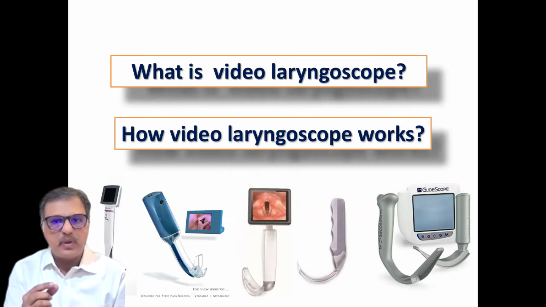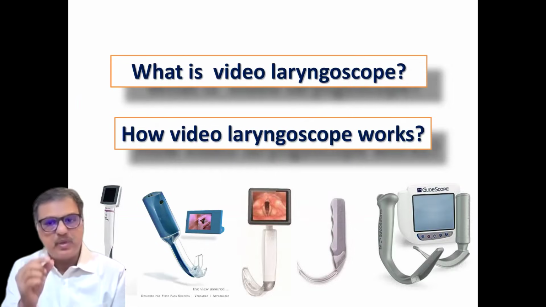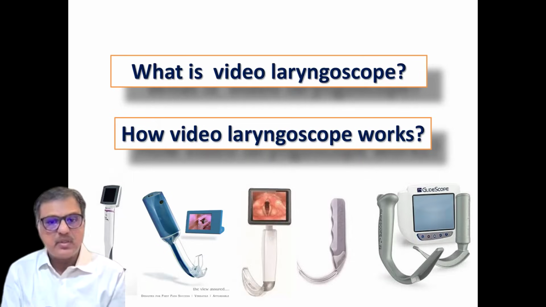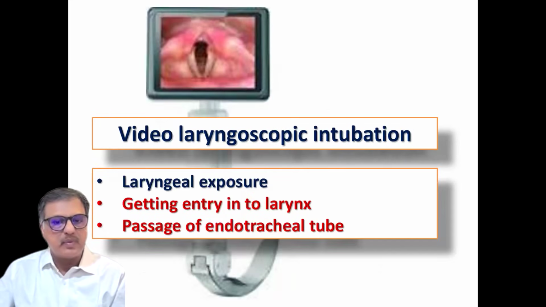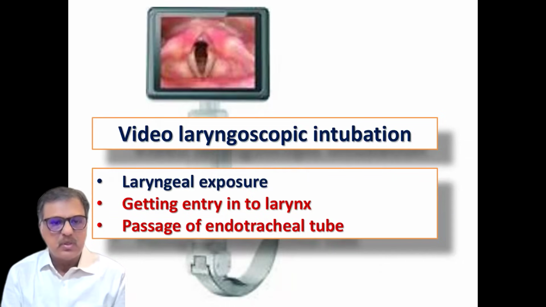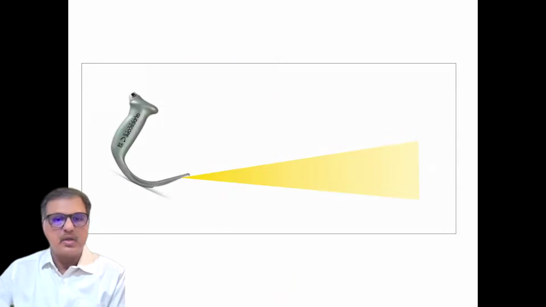Nowadays compact, high resolution, micro video cameras are available, which are embedded a few centimeters proximal to the tip of the laryngoscope blade, which converts it into a videolaryngoscope. But whether this serves the purpose or not, for that we need to understand how a videolaryngoscope works. Any videolaryngoscopic intubation has three components. First, we have to expose the larynx. Second, we have to make entry into the larynx. And third, passage of the endotracheal tube.